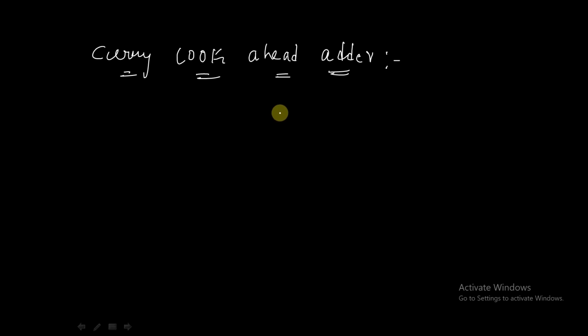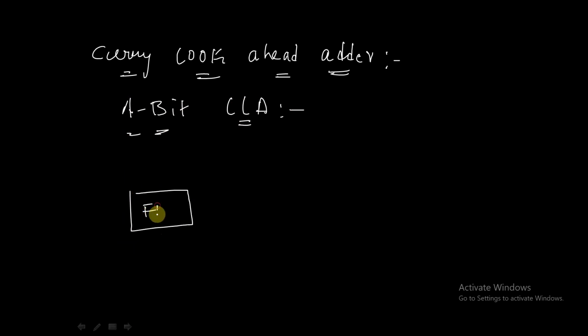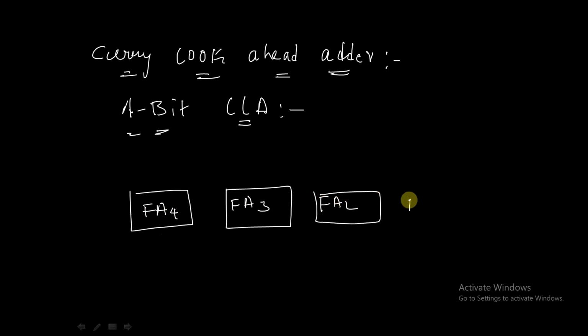Now let us see the diagram for this carry look ahead adder. Let us see a 4-bit carry look ahead adder, a 4-bit CLA. Let us try to analyze this 4-bit CLA. For this 4-bit CLA, we have 4 full adders. Let us say this is full adder FA4, this is FA3, this is FA2, and this is FA1. So these are my 4 full adders, and for these 4 full adders, let me give the inputs.